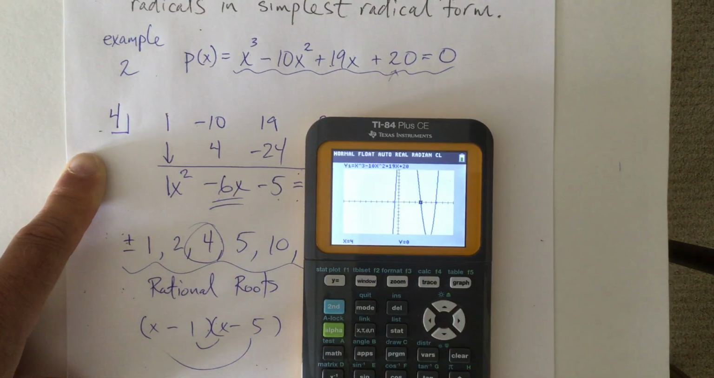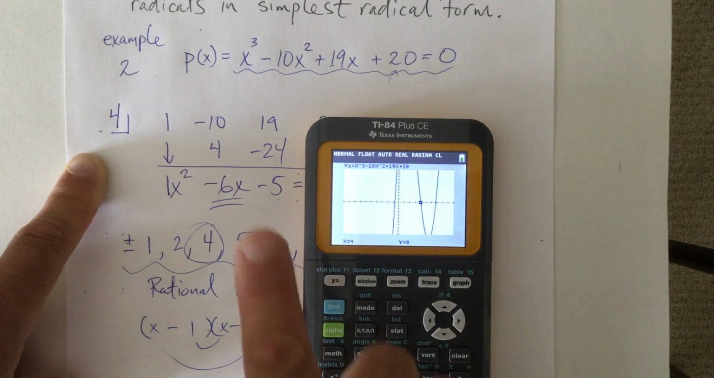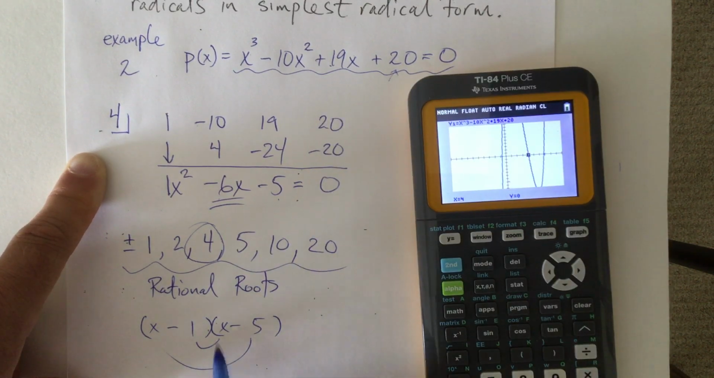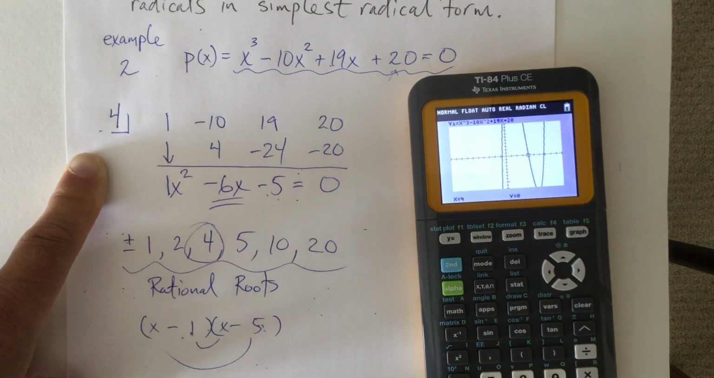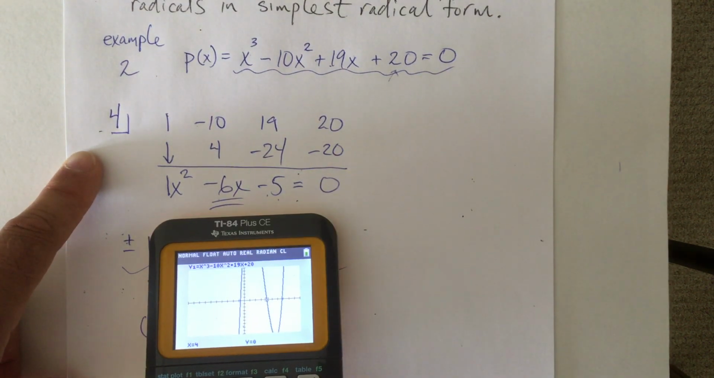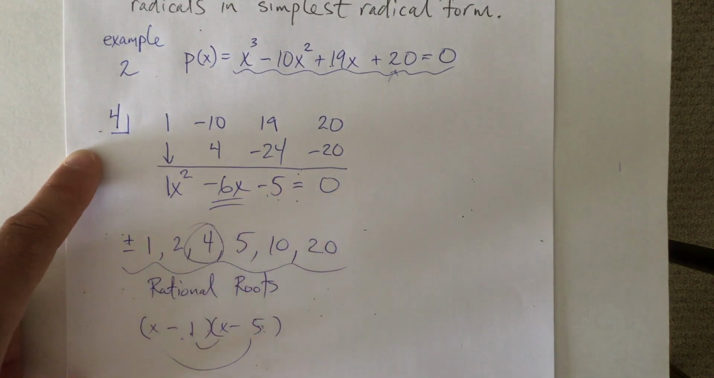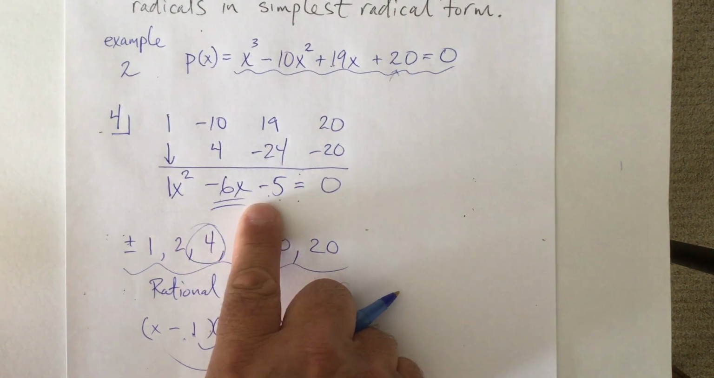But wait a minute, look at our graph. It doesn't cross at 1, it doesn't cross at 5. Oh, well, look, -1 times -5 in the FOIL, that would be a +5. That's not what I have. Oh, man. So here we go. I don't know about you, but I personally think that this would be a good candidate for the quadratic formula.